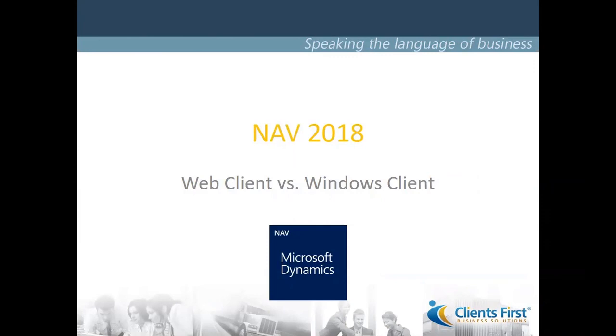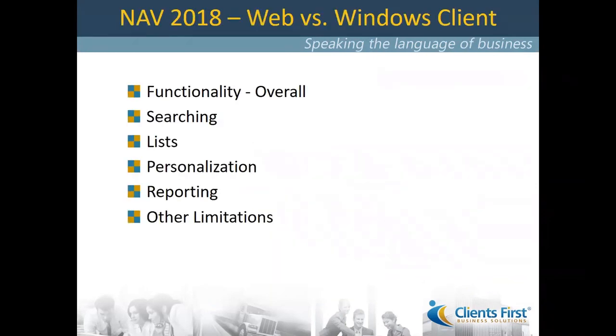Today, we're going to be demonstrating NAV 2018 and showing you some of the differences between the web client versus the Windows client. Topics that we're going to cover include overall functionality, searching within the system, looking at data on lists, personalizations, reporting, and other limitations.